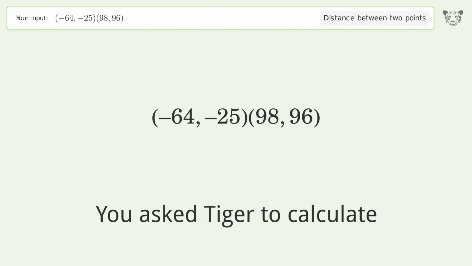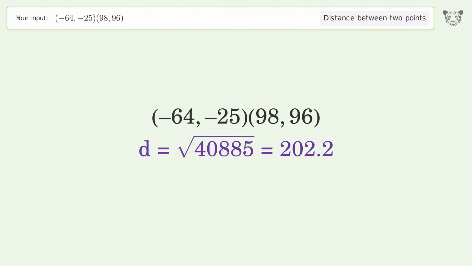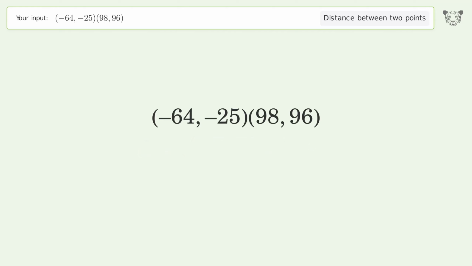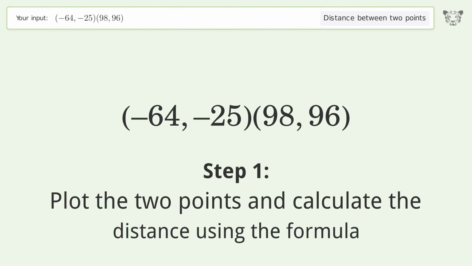You ask Tiger to calculate. This deals with the distance between 2 points. The distance between the 2 points is the square root of 40,885, or 202.2. Let's solve it step by step. Plot the 2 points and calculate the distance using the formula.